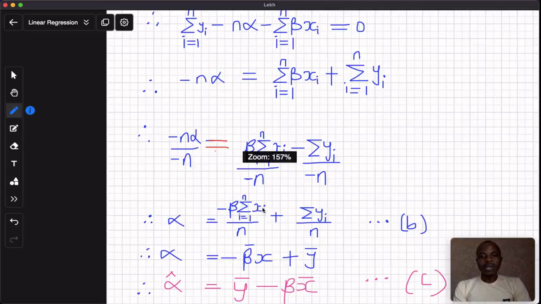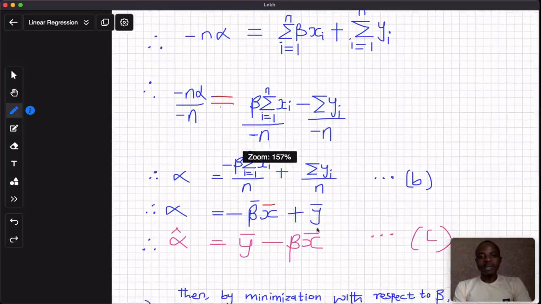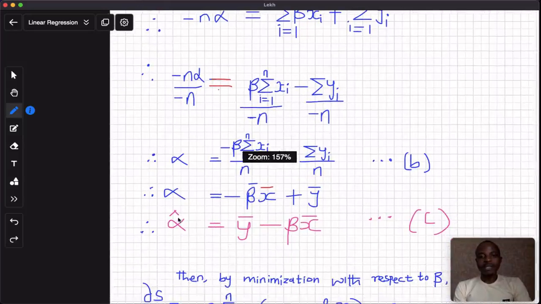And so summation of xi, you should remember this, will give you x bar, there is a bar there, please, x bar, and this will also give you y bar. That's the mean for x and the mean for y. And so when you rearrange the equation, you get this equation. So that gives us our expression for alpha.